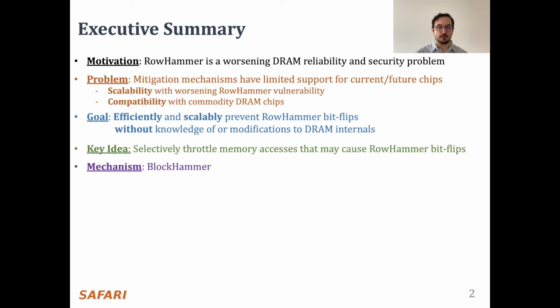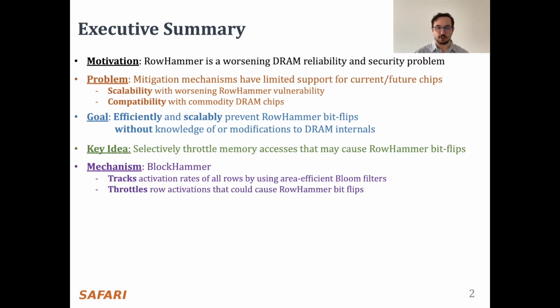Our mechanism BlockHammer performs three operations. First, it tracks activation rates of all rows using area-efficient Bloom filters. Second, it throttles row activations that could lead to RowHammer bit flips. And third, it identifies and throttles the threads that perform RowHammer attacks.